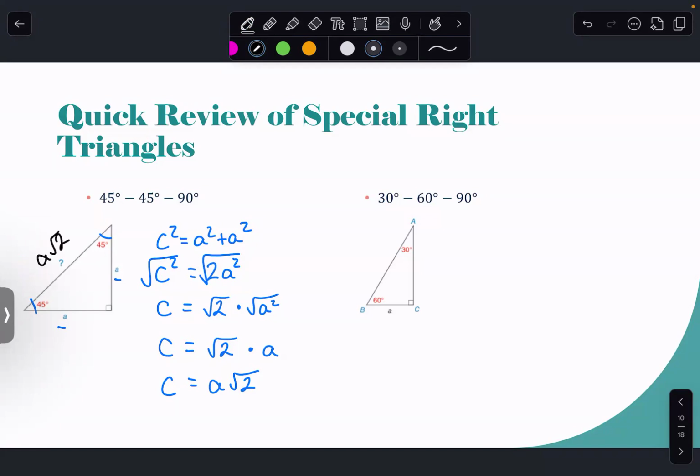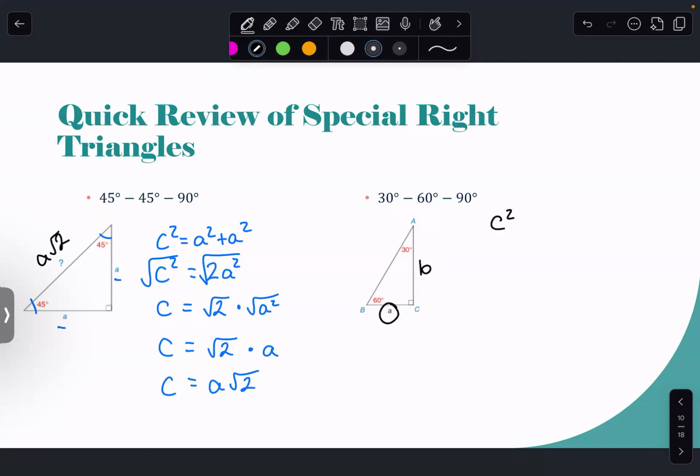And what about 30, 60, 90? Again, these will also have the same relationship. We'll call this side A, and we'll call this side B. And then this side, well, we don't know yet, right? So we have to figure this one out.